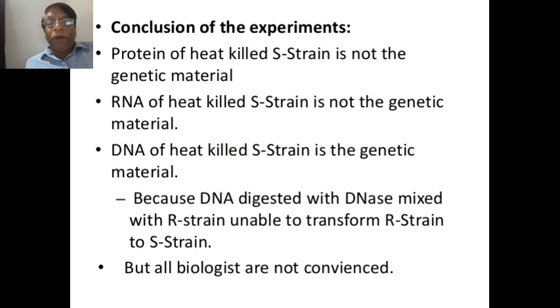DNA apostrophe s means different types of DNAs. For example, B-DNA, C-DNA, Z-DNA, like that. DNase means it is a DNA digesting enzyme. This is how you have to differentiate. So that's all about this experiment, biochemical characterization of transforming principle.